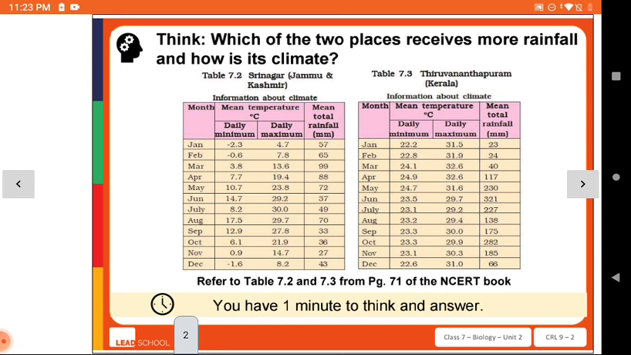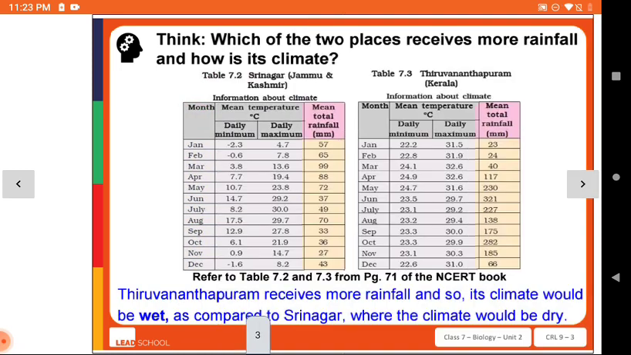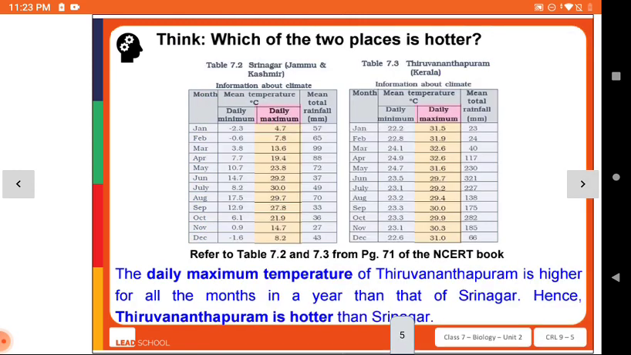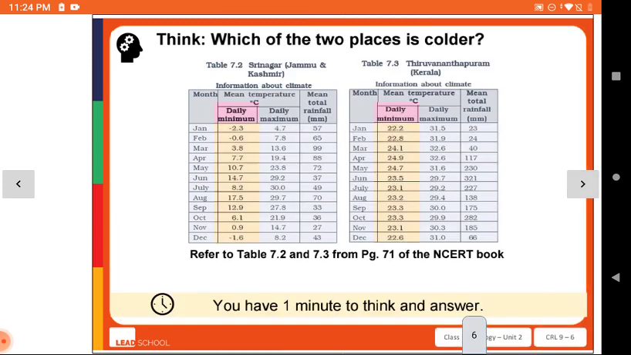According to this graph, we decide Tripura receives more rainfall and so its climate would be wet as compared to Srinagar, where the climate would be dry. Which of the two places is hotter? The daily maximum temperature of Tripura is higher in all months of the year than that of Srinagar. Hence, Tripura is hotter than Srinagar.